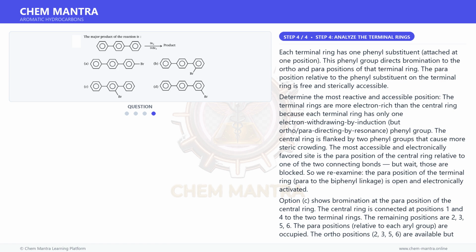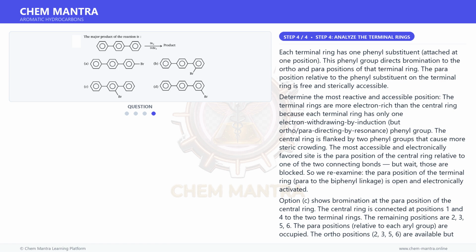But that is occupied. Rereading option C shows Br at the bottom of the central ring, which corresponds to the ortho position of the central ring. This is activated by both flanking phenyl groups, ortho to one, meta to the other, but resonance from both activates ortho-para. Actually, with 2 para-connected phenyls on the central ring at C1 and C4, positions 2 and 3, and equivalently 5 and 6, are ortho-meta. The most activated free position on the central ring is ortho to both substituents. This does not exist simultaneously.